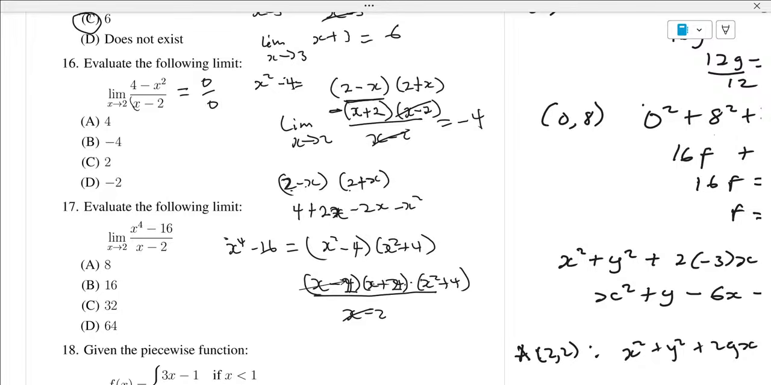So we have 2 plus 2, that will give us 4. And then 4 squared, 2 squared, that will give us 4. 4 plus 4, that will give us 8. And then 8 times 4, that will give us 32. So our answer is supposed to be 32.